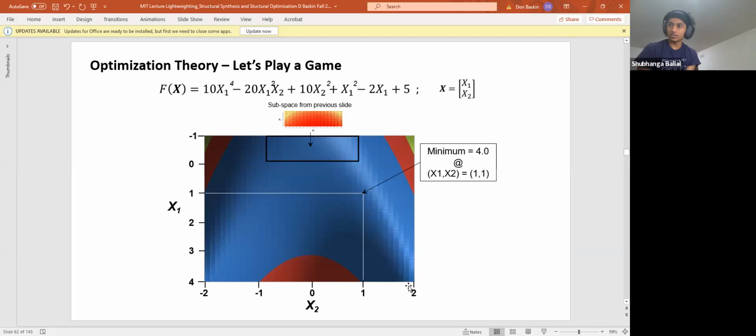In these structural optimization problems, are there situations which create multiple local minima? That's a big problem, right? That's a big problem. That's something that happens for sure.